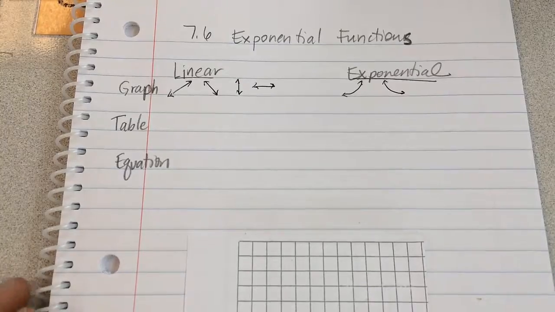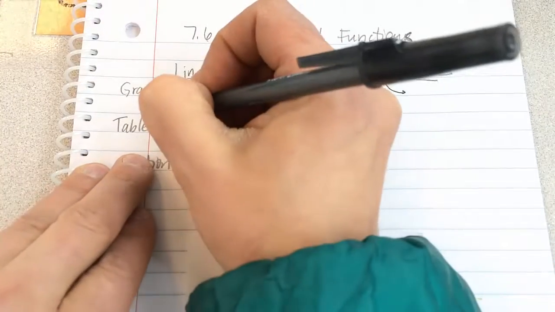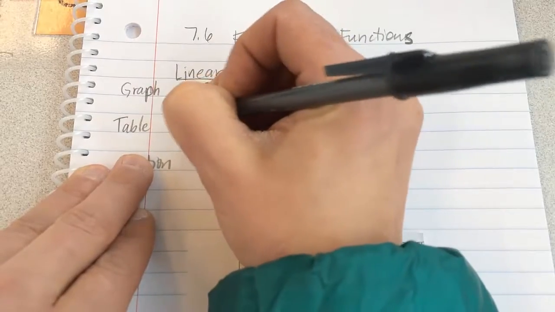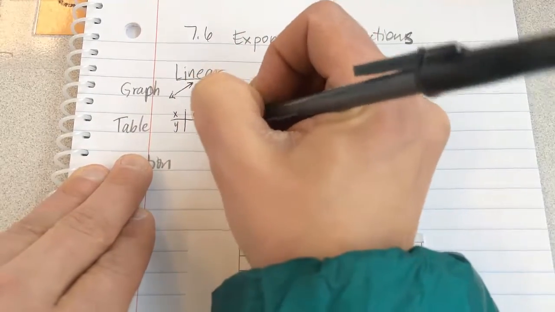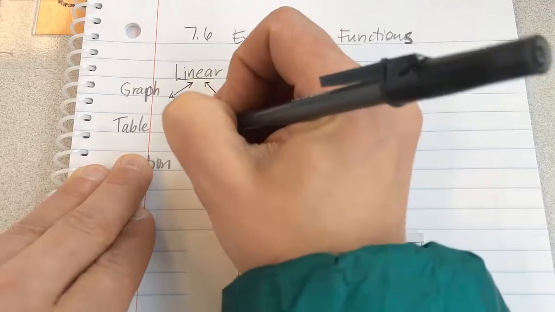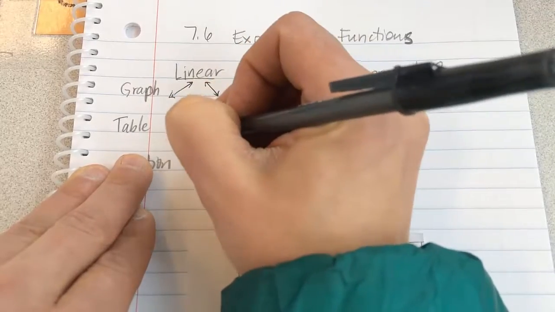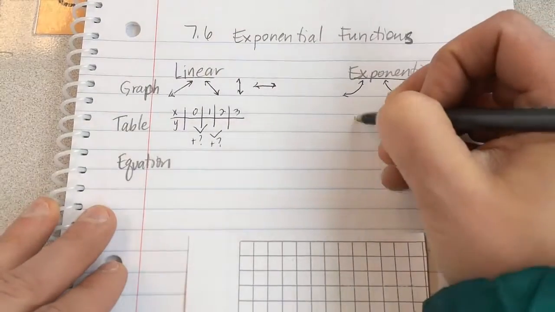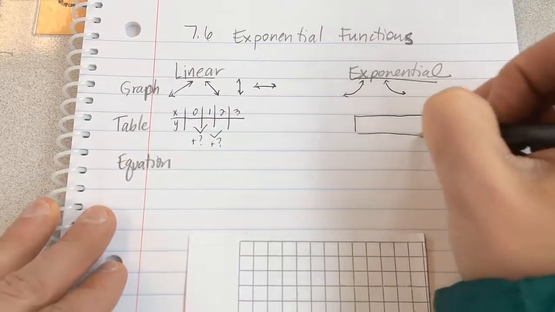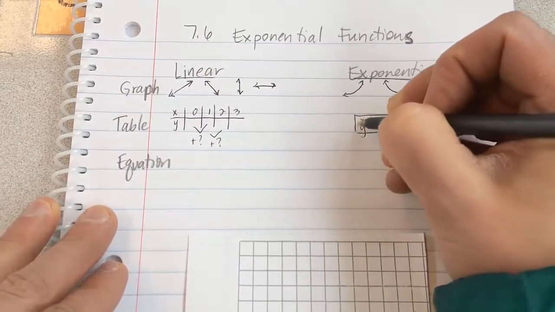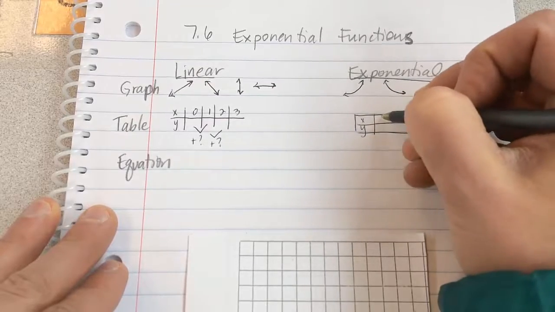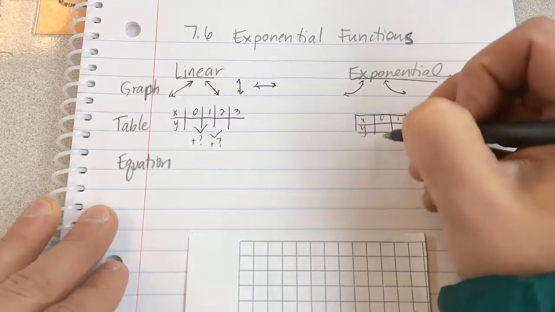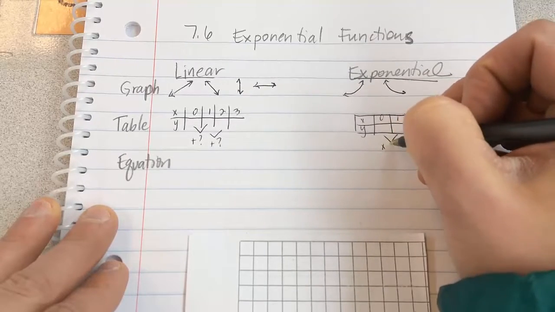And the tables, when we have a linear table, right, if we make x and y, say we have x going up by 1, then the y's are always going to be plus something, plus that same thing. Exponential, instead, is going to be multiplied by something. So if we have the x's still counting by 1, then here we're going to have times something.